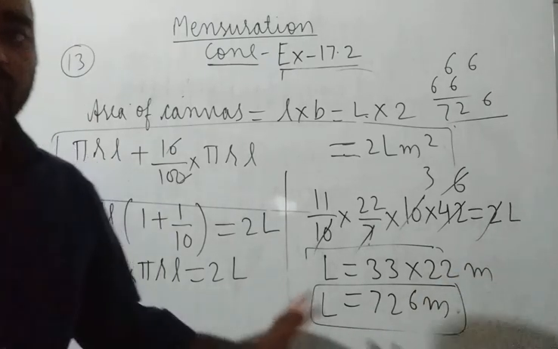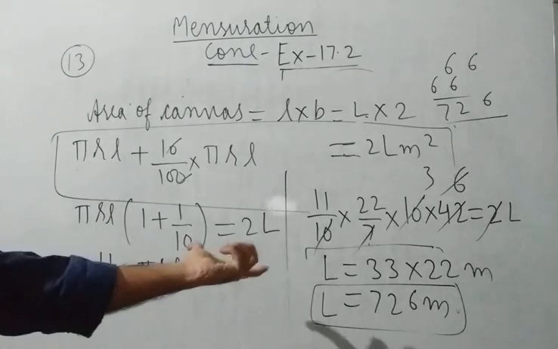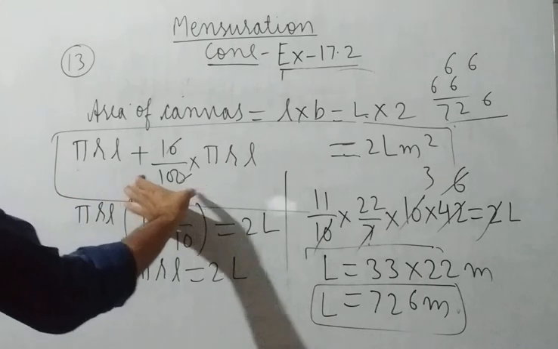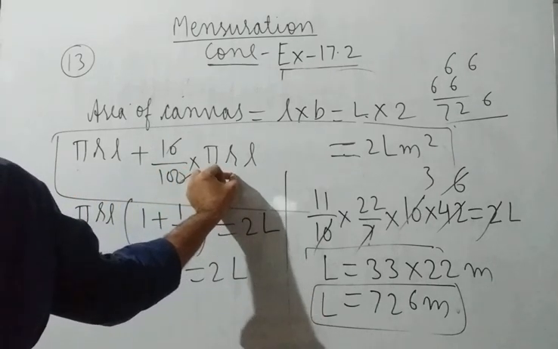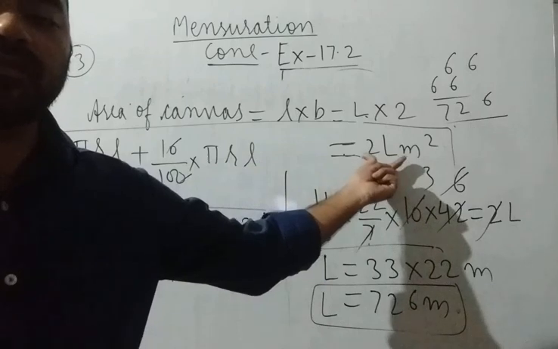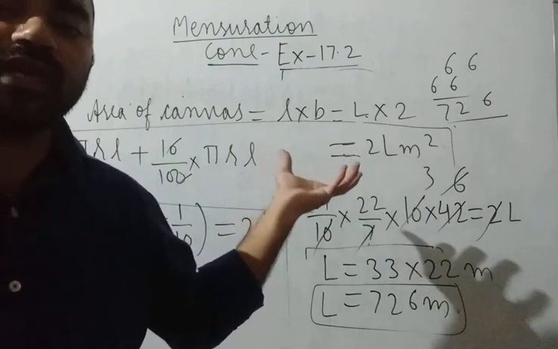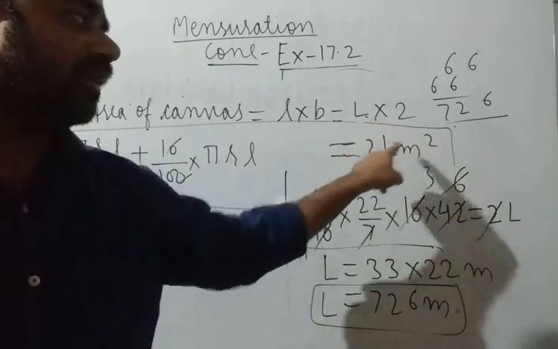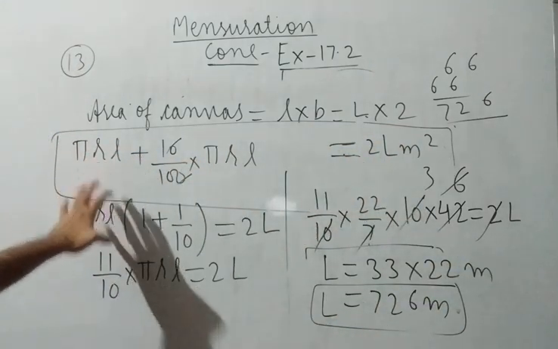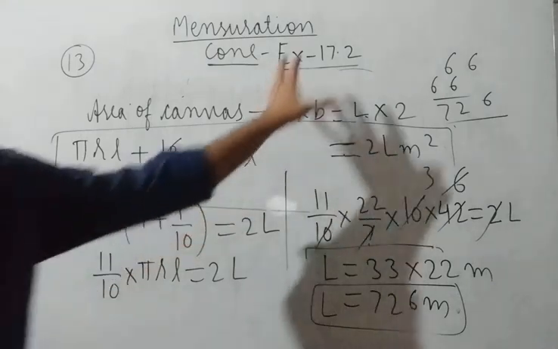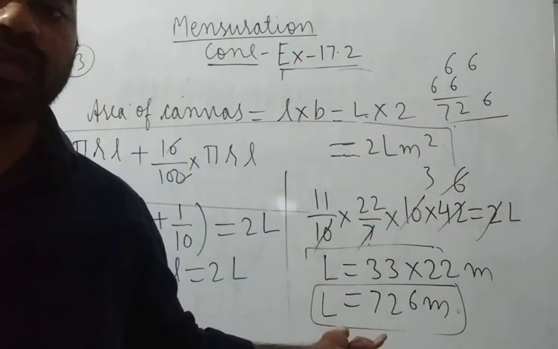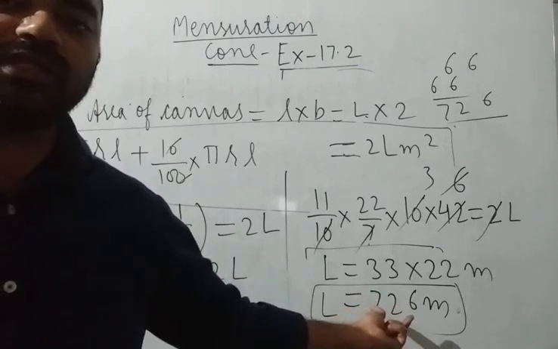So we have calculated. See how we have calculated. Very good question. It is correct. Curved surface plus 10% of curved surface of the tent used in folds and stitching, that will be equal to the area of canvas. Canvas is in the shape of rectangle, that is length into breadth. For the canvas we have taken capital L, and for the cone we are taking small l. So after simplification, capital L, the length of the canvas used, is 726 meter.